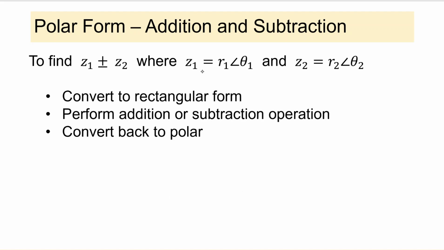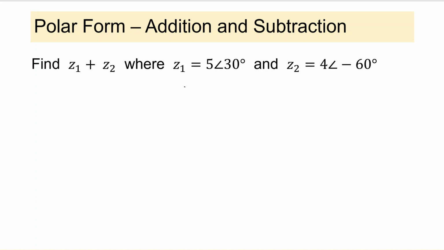So if we wanted to add together two complex numbers, both of which were in polar form, the bad news is we can't do it directly. So we're going to have to convert each one of the complex numbers to rectangular form. We'll perform the addition or subtraction from that stage, and then we'll convert back to polar. So let's do an example.